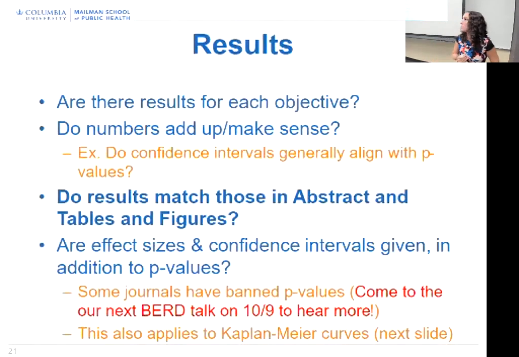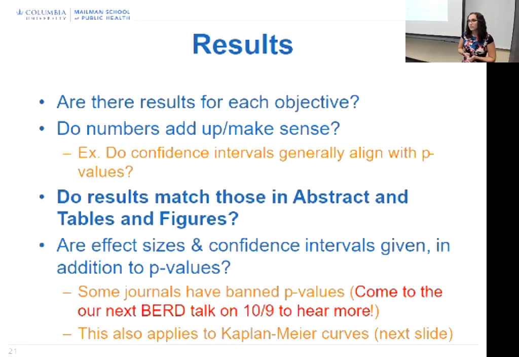So, moving to the results section. The first thing I'm looking for is results for each of the objectives. If you wrote in the introduction you had 3 aims, I'm expecting to see results for 3 aims. In general, do the numbers make sense? Do they add up?